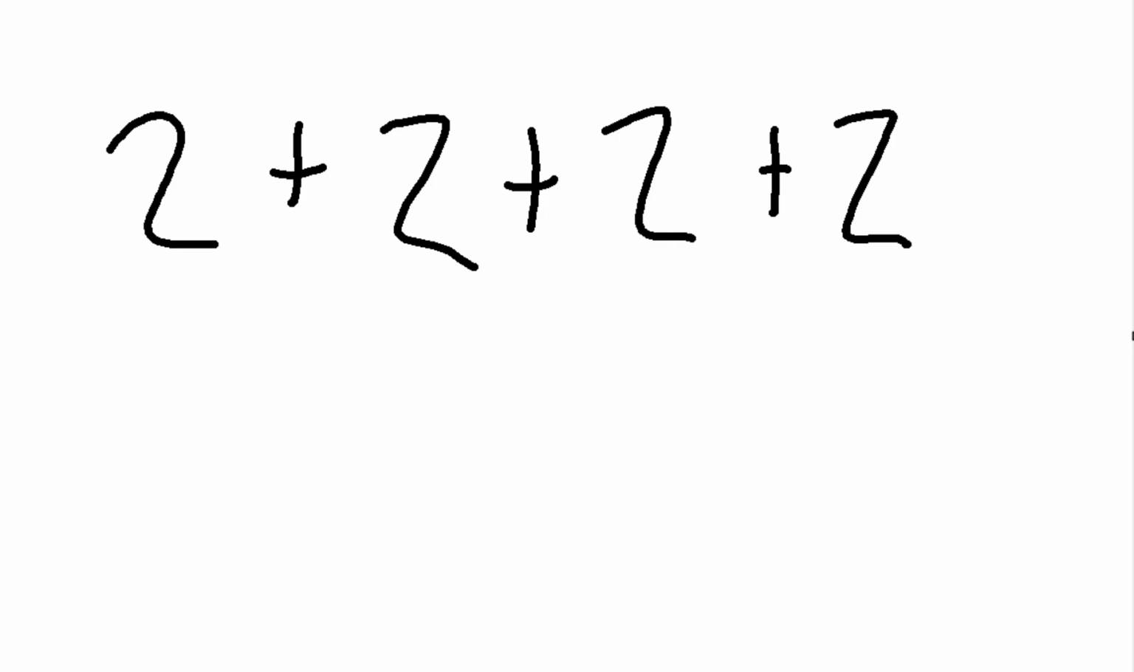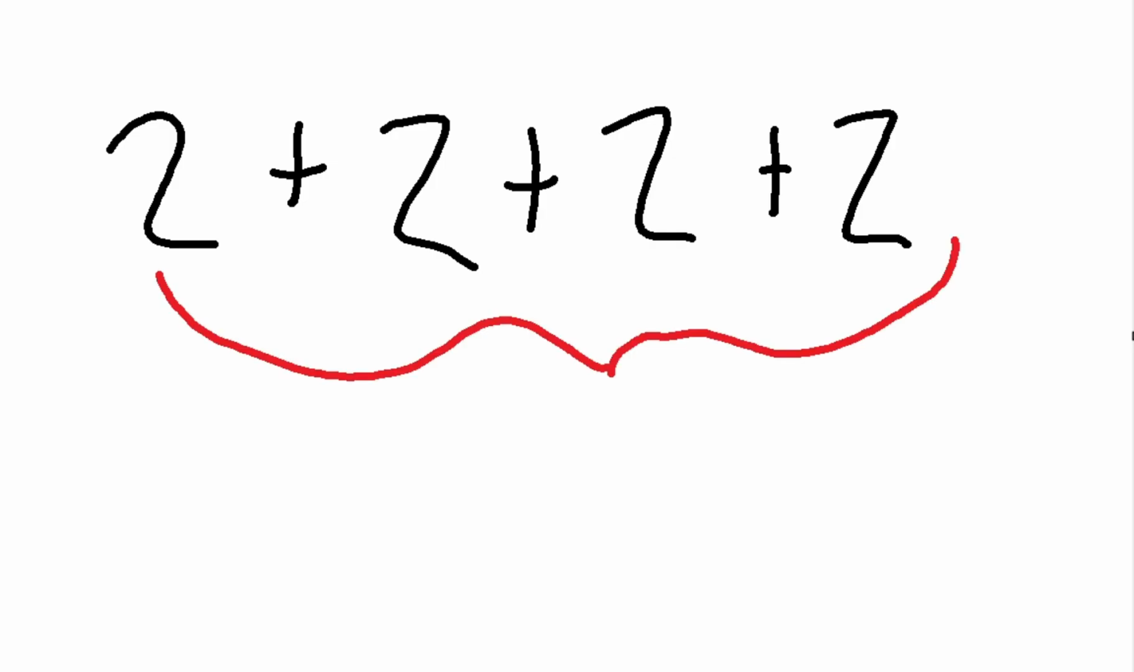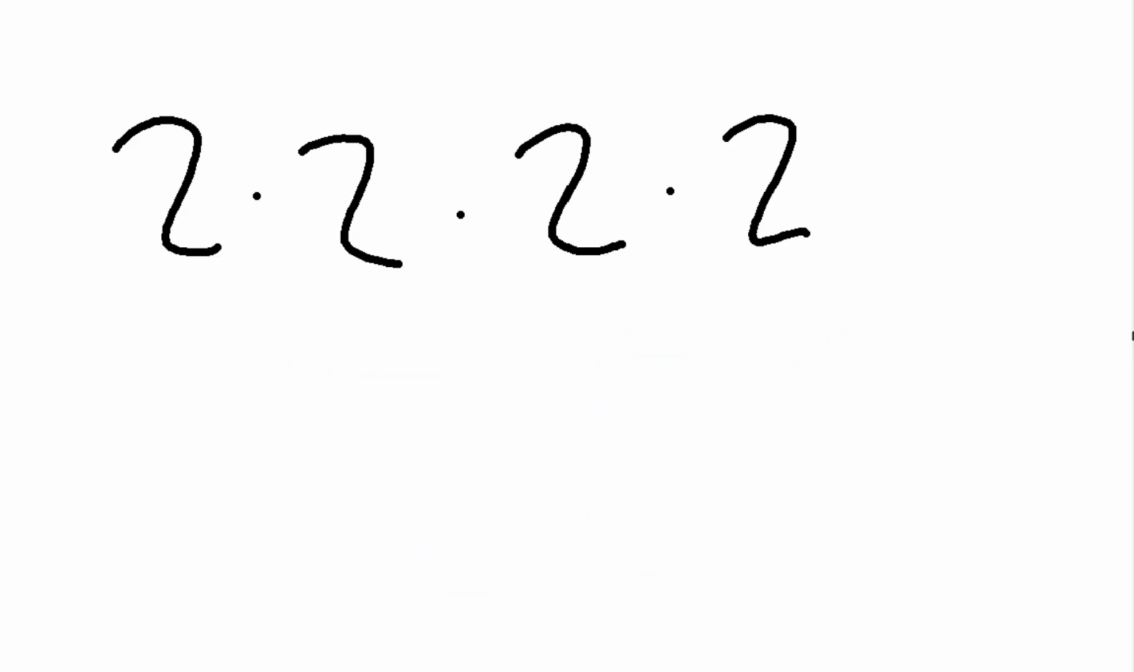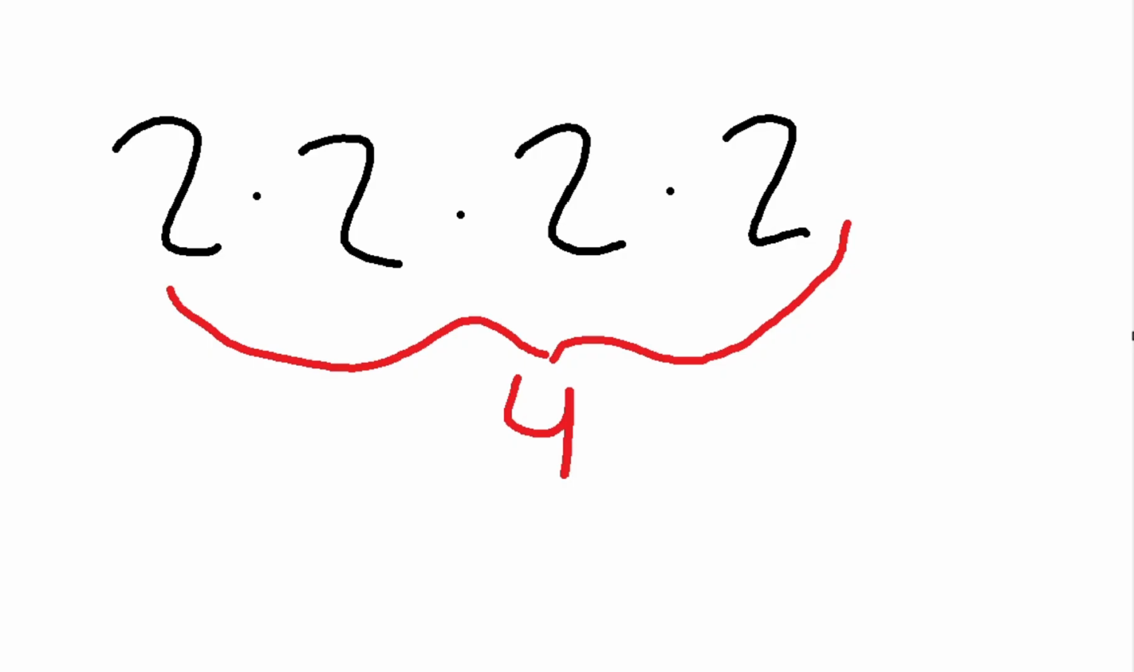Here we have 2 plus 2 plus 2 plus 2. We all know this can be simplified to 2 times 4, since we have 2 added to itself 4 times. What if we had 2 times 2 times 2 times 2? Once again, we can simplify this by using another operation. This equals 2 to the power of 4. We simplify the process by using a higher operation. Addition becomes multiplication, and multiplication becomes exponentiation. But what comes next?